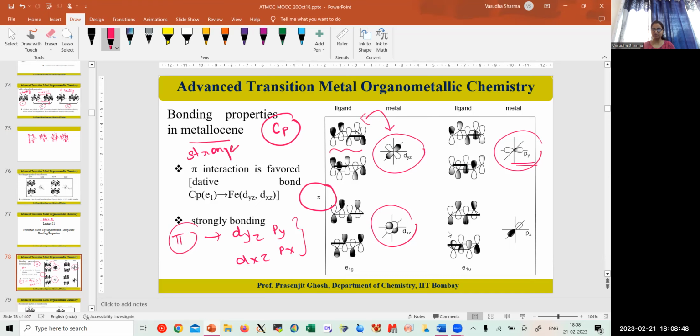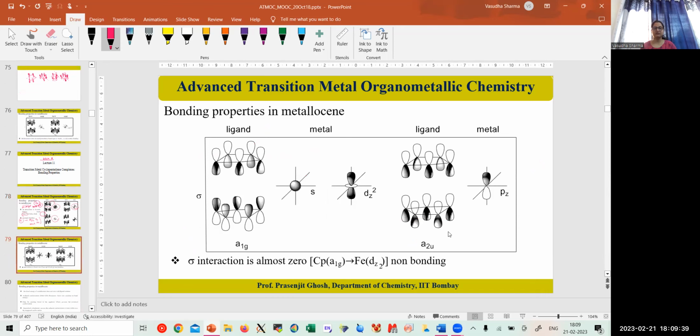And this is the favored bond, or we can say the strongest bond, of pi nature. Normally, when we consider any kind of ligand, the trend is sigma would be the strongest, followed by pi and then delta. But here, the pi bond has the maximum overlap. That is why it becomes the strongest bond, followed by the delta bond. And lastly, it's the sigma bond, which we can call almost zero bonding because the overlap is minimal. So here it has been shown that pi interaction is favored, which is called the dative bond from Cp. You need to understand the arrow mark, which is going from the ligand to the metal, and it is E1 symmetry adapted orbitals going to Fe, dyz and dxz. These are the d orbitals, or we can talk about the p orbitals also.